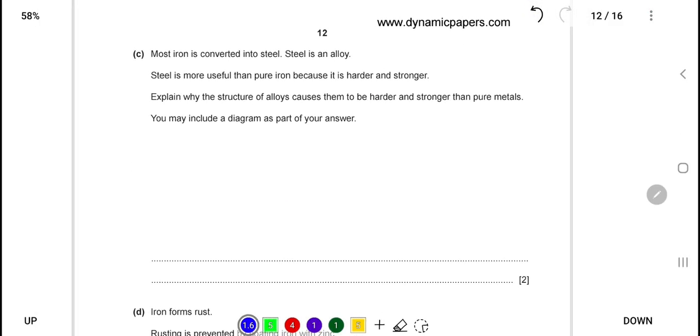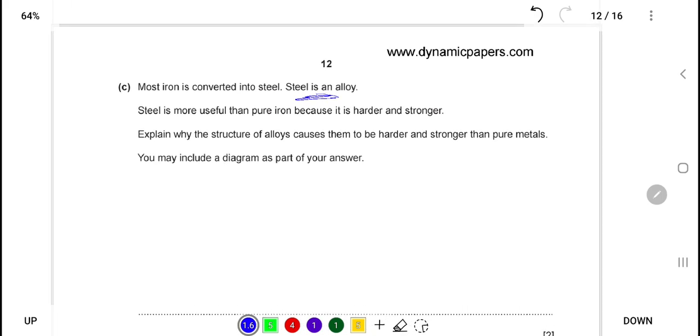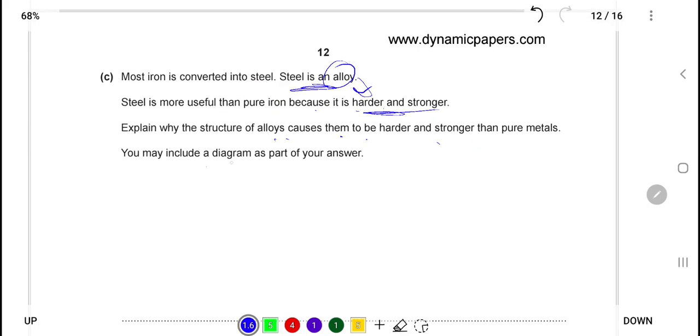Now see, most iron is converted into steel. Steel is an alloy. Steel is more useful than pure iron because it's harder and stronger. Explain what the structure of alloys causes them to be harder. You may include a diagram. So why is it strong? What is the difference between it and a normal metal?